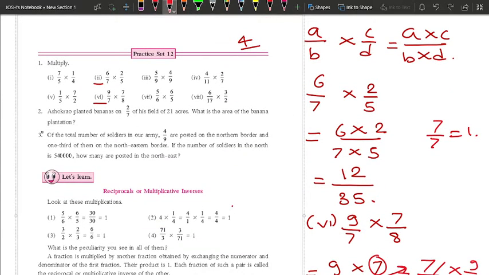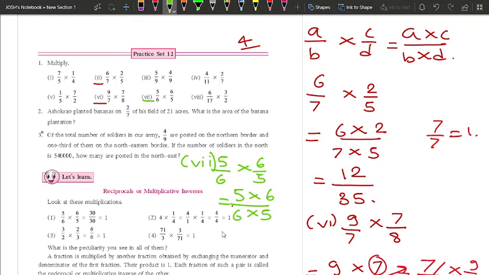Our next question now will be, let us solve question number 7. We will solve it here. So question 7 says 5 by 6 into 6 by 5. Okay, this is a very good question. This is interesting. And if you are able to solve this question correctly and you understand, then you can solve any multiplication question easily. Right?